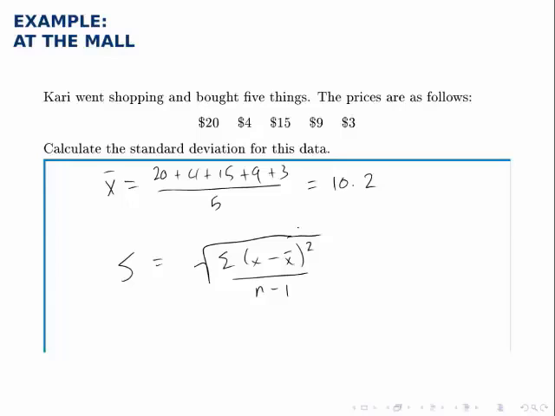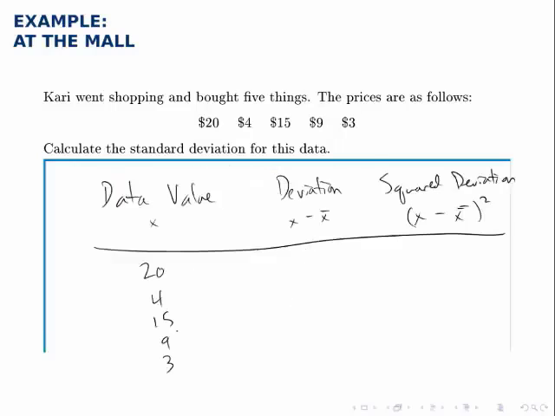So this can get kind of tedious, which is why we only do this with small data sets. And from this point on, we'll use the built-in function in the calculator, but here we'll just illustrate the formula once. We'll use this table to organize everything. We have the data values listed, and we'll calculate the deviation for each one by simply subtracting this number, 20 for instance, minus 10.2, and then 4 minus 10.2, and 15, and so on. And we'll calculate a deviation for each data value.